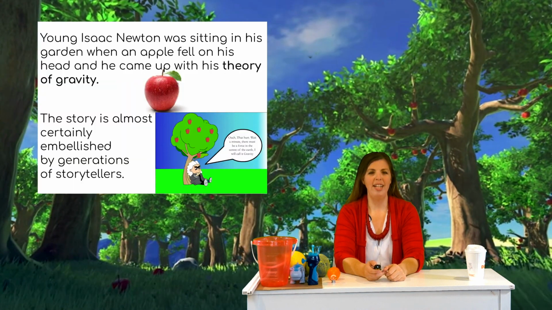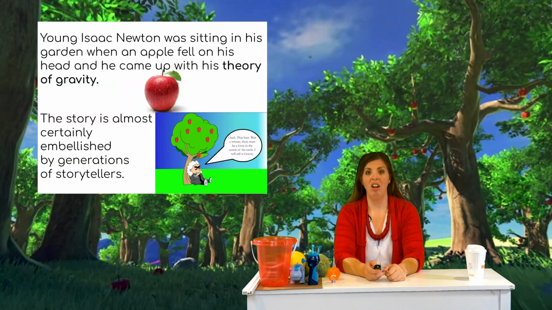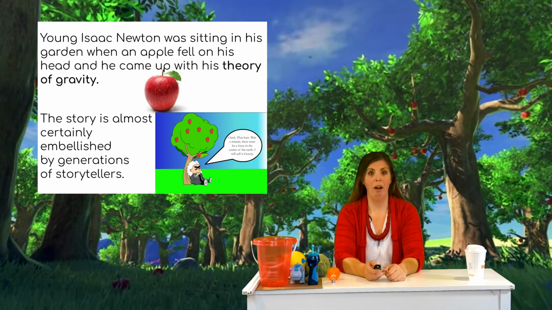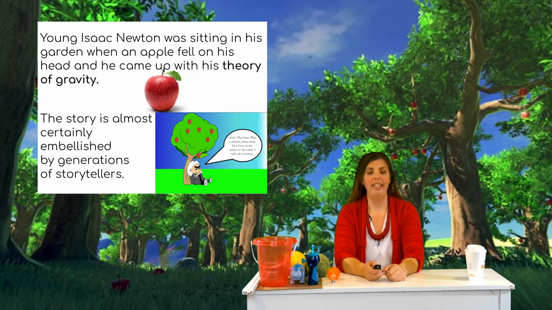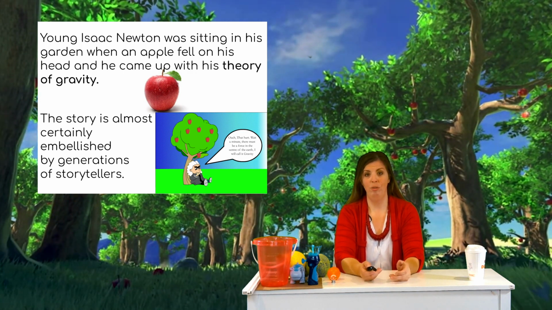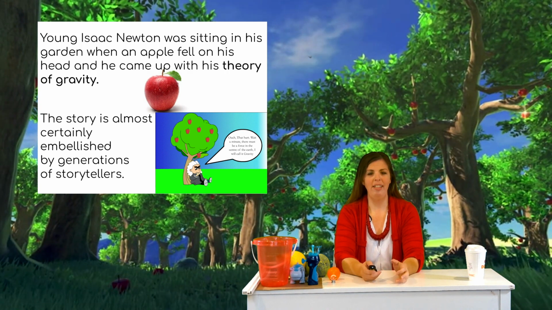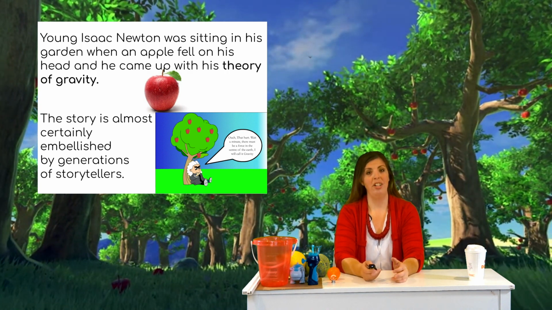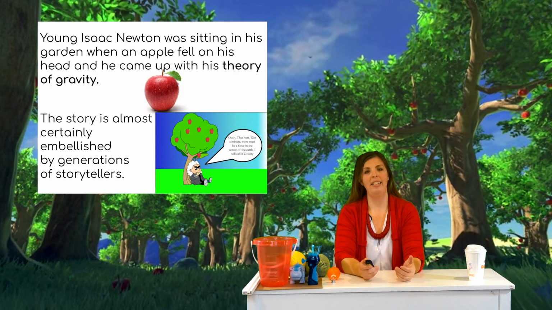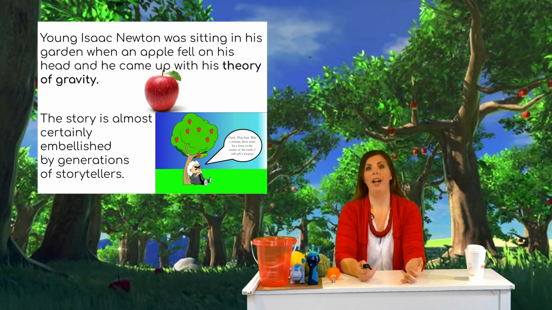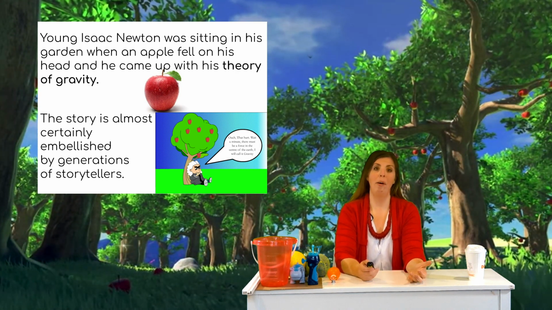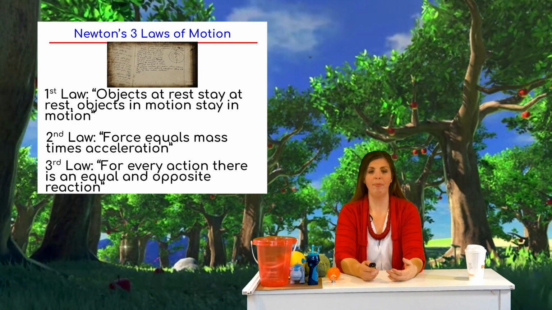So the story goes that Isaac Newton was sitting in his garden and an apple bonked him on the head, and he came up with a theory of gravitational force. That is definitely an embellished story by generations of telling it, but the idea is Sir Isaac Newton was wondering, why did the apple go down and not go up when it came off of the tree stem?